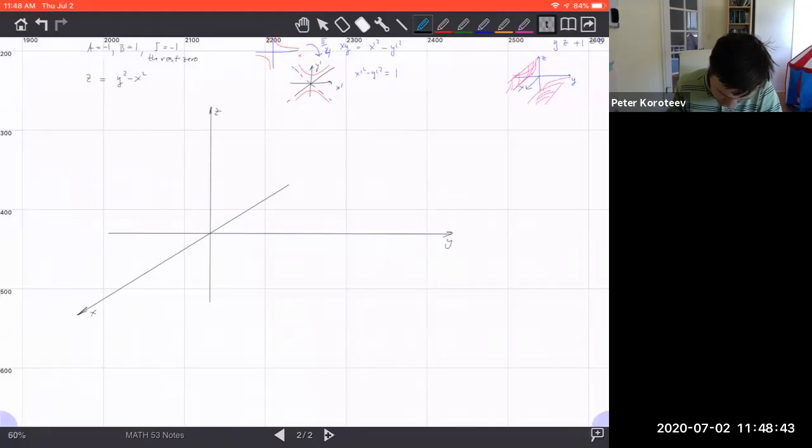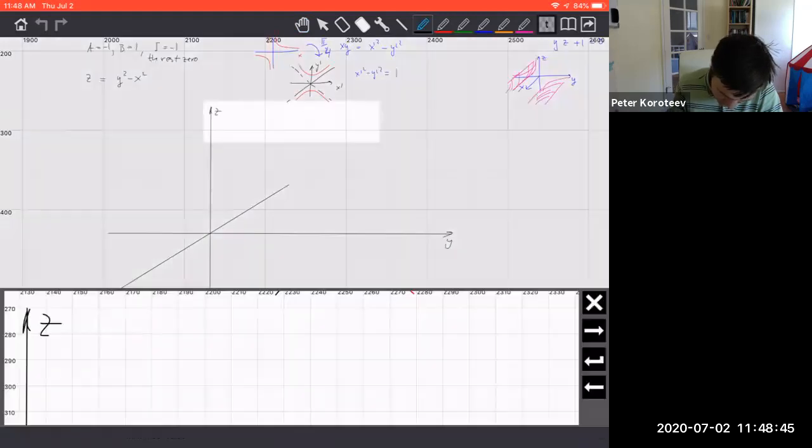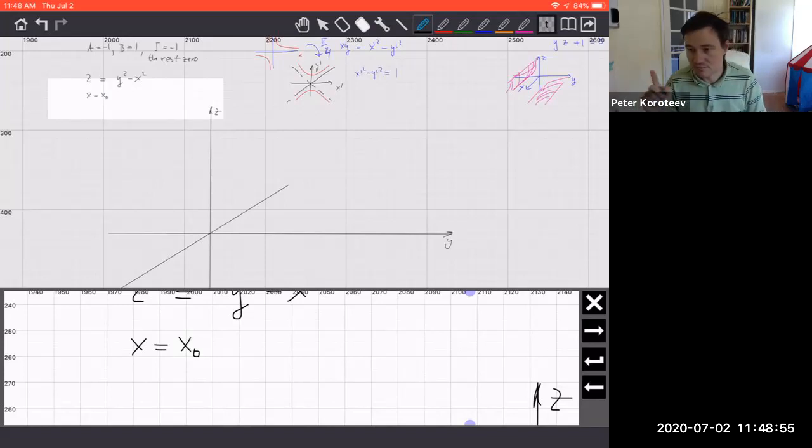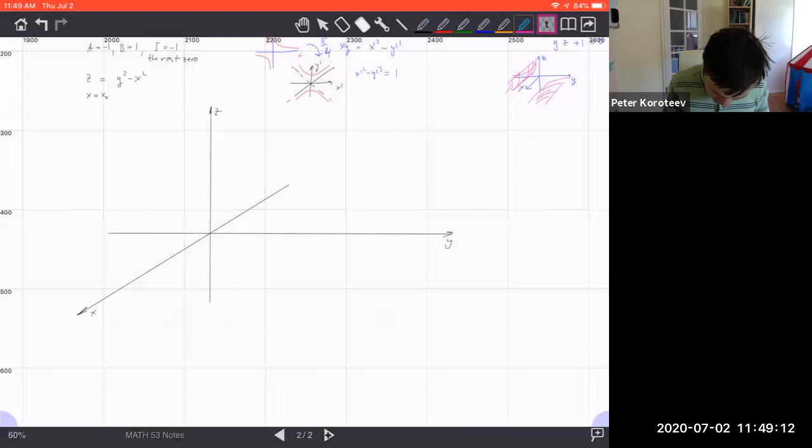So when x is fixed, say x equals some constant, say x0, the equation looks like z equals y squared minus a constant, right? In particular, once this constant is equal to 0, you have z equals y squared, right? So x equals 0 means that we live in the yz plane. So in the yz plane, we have equation z equals y squared, which looks like this, right? So there's a parabola here.